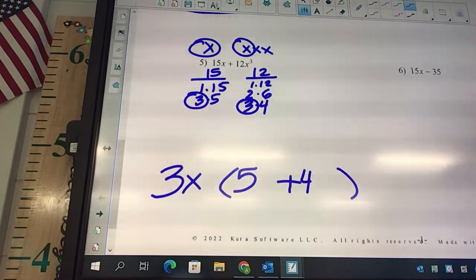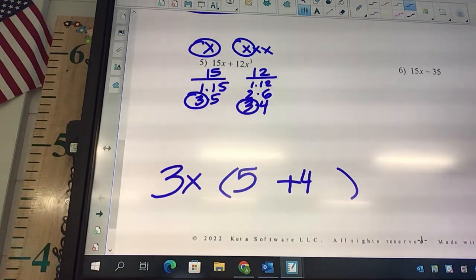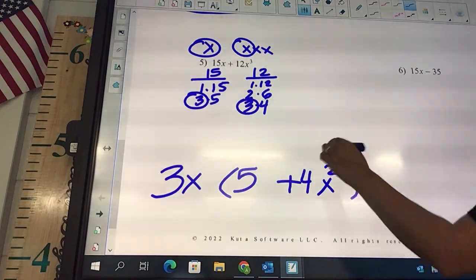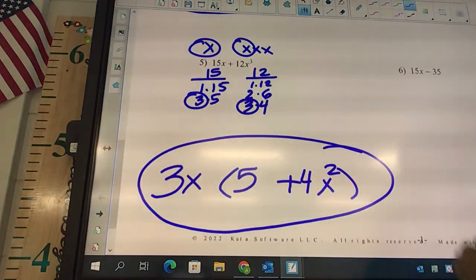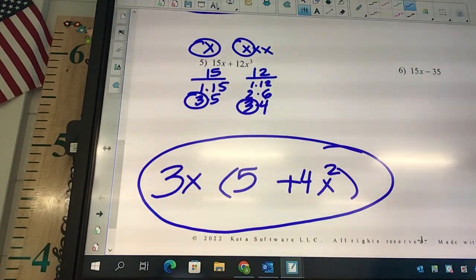Okay, so how many x's is the first guy going to have left? None. Second guy? 2. Please put that up.